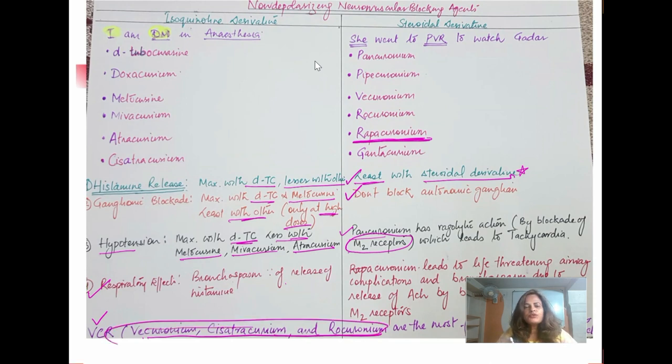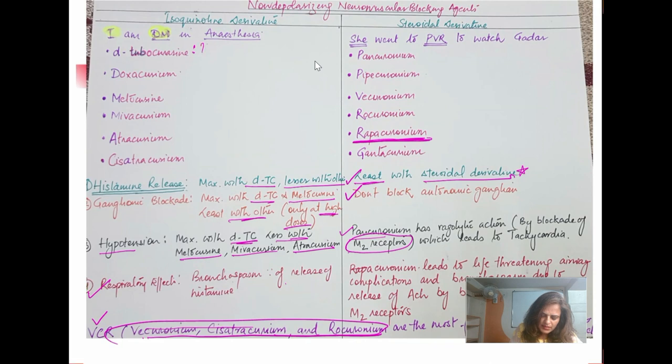Now, coming to the individual differences, I will tell you roughly where each is used. D-tubocurarine is also not used clinically. Why are we not using it? Number one, histamine release. Number two, ganglionic blockade. Number three, cardiovascular instability. Number four, duration of action, it needs a reversal. All these features mean it is not used clinically.